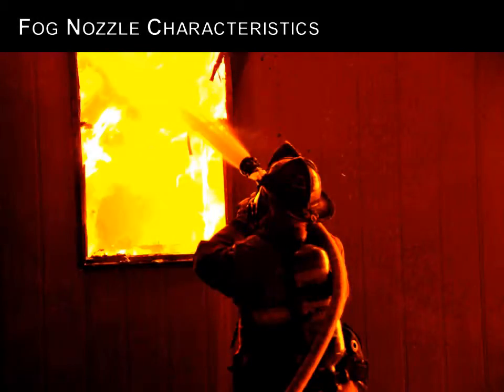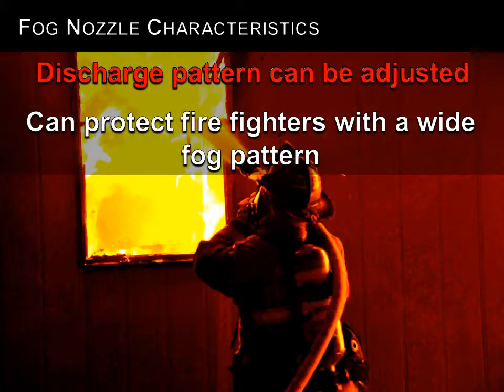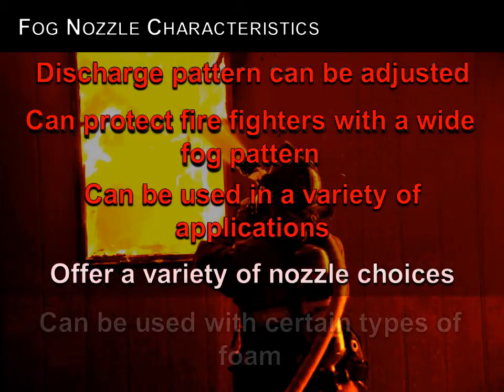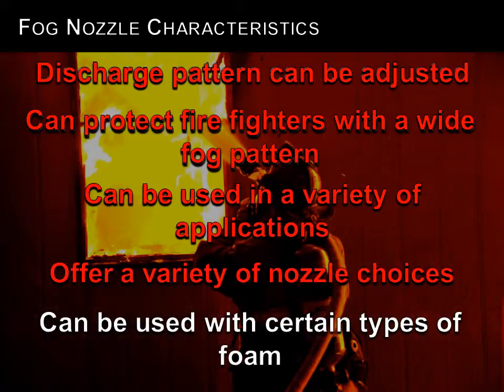Characteristics of a fog nozzle. Obviously the discharge pattern can be adjusted into your straight stream or a wide fog. It can be used to protect firefighters with a wide fog pattern. It can be used in a variety of applications, offers a variety of nozzle choices, and can be used to apply certain types of foam. You can use these with your Class B foam when you don't have a compressed air system on your apparatus.